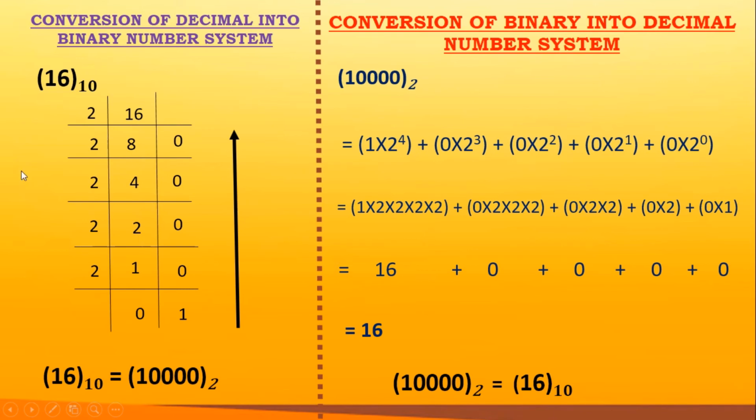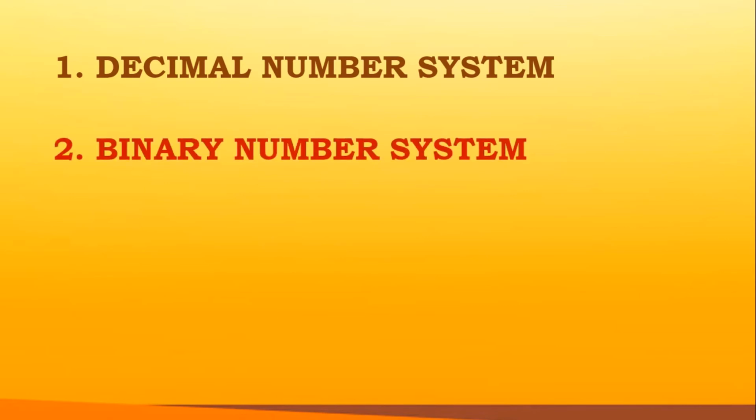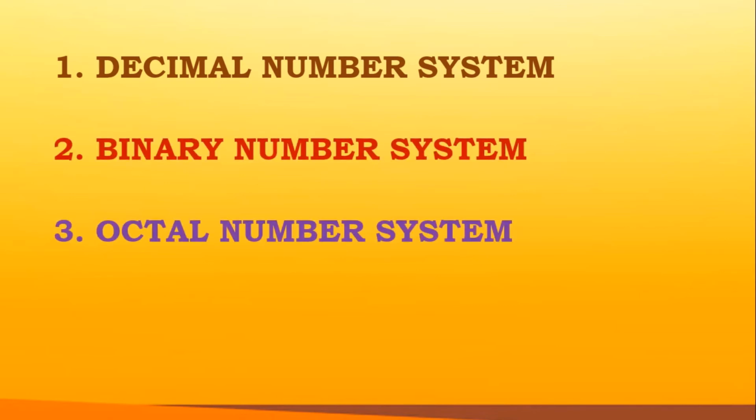So what have we done? We have just converted decimal into binary and then the same binary we have converted into the decimal number system. So my children, we have learnt about the decimal number system. We have learnt about the binary number system and the next is the octal number system.